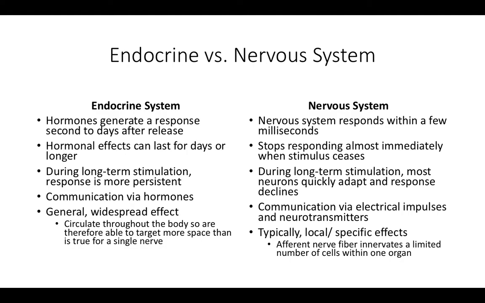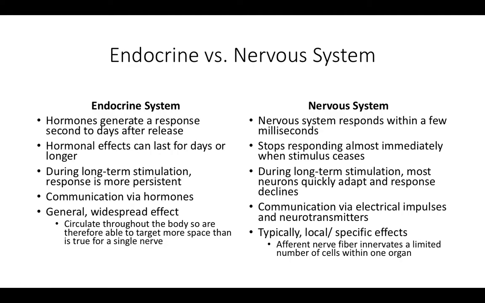Another difference between the two is that the effects of hormones can last for a really long time. They can last for days or much longer. With the nervous system, after a stimulus stops, the nervous system stops responding almost immediately. So let's say you walk into, I don't know, a boys' locker room, and it's really stinky in there, and you're like, oh my god, I can't walk through this door, this is horrible. So you walk out, you're not really smelling that odor anymore, okay? So as soon as the stimulus stops with the nervous system, it'll pretty much stop responding immediately, whereas with the endocrine system, hormonal effects can last much longer.